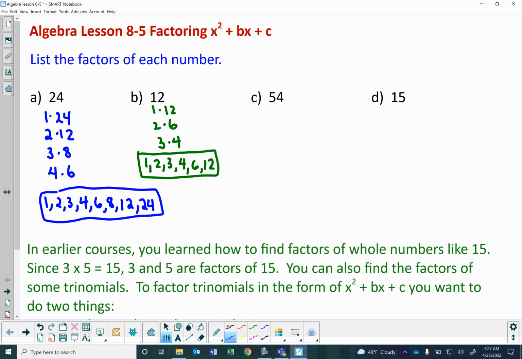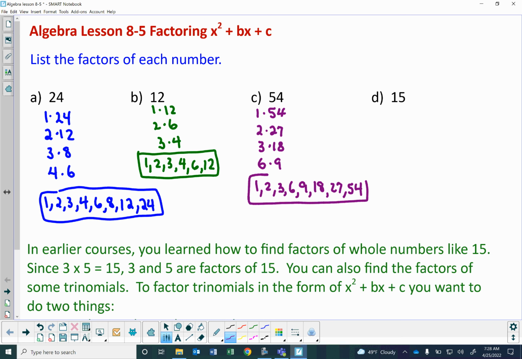Factors of 54. Oh, 1 times 54. 54 is even, so I know it's divisible by 2, and that's 2 times 27. 5 plus 4 is 9, so I know it's divisible by 3. That's 3 times 18. 54 is not divisible by 4. It's divisible by 2 and 3, so I know it's divisible by 6. 6 times 9 is 54. 6 and 9 are close together. I know that 7 and 8 don't divide into 54, so I know I am done. So my factors of 54 are 1, 2, 3, 6, 9, 18, 27, and 54.